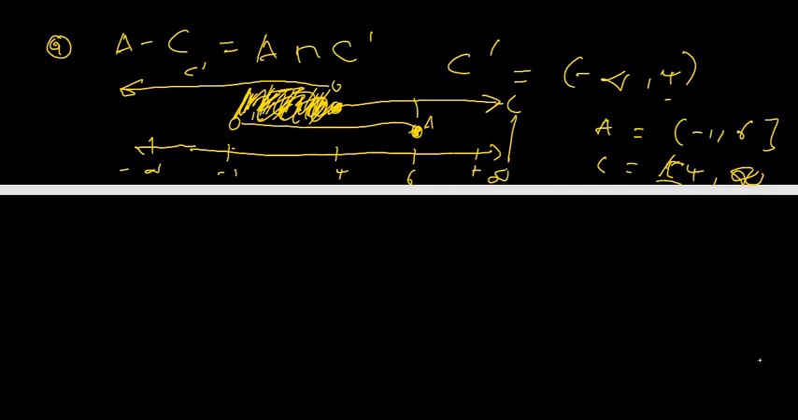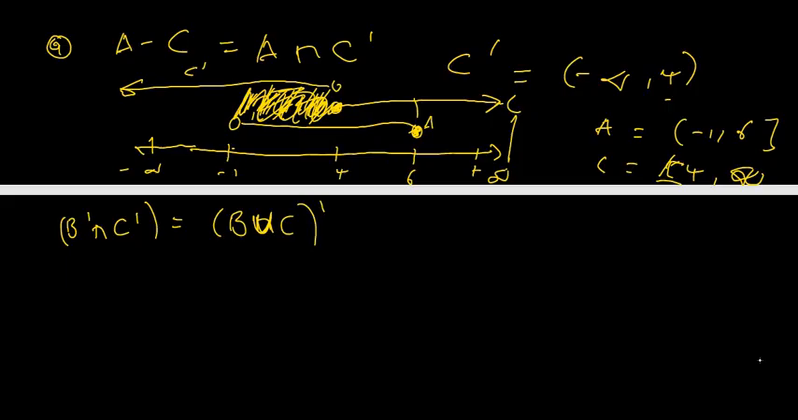Okay, let's see how we can do the next question. On the next question, you have B complement intersection C complement. This is the same as B union C, then complement outside.